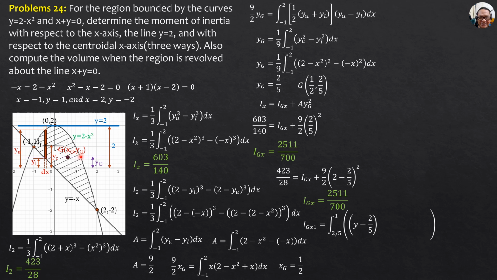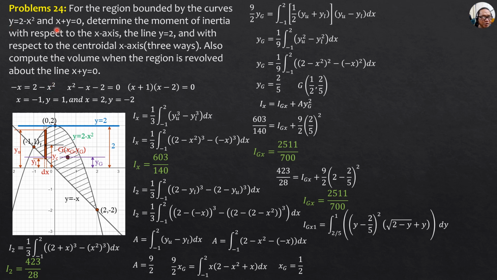So Igx1 equals the integral from 2/5 to 1. So take note, from 2/5 to 1, just this part of the area here will be considered, and we have a horizontal strip. The distance from the x-axis is y, and because this is yg, 2/5, and we compute the moment of inertia of that area region about this axis here, that's why we have the integral from 2/5 to 1, then the constant distance square, y minus 2/5 square.